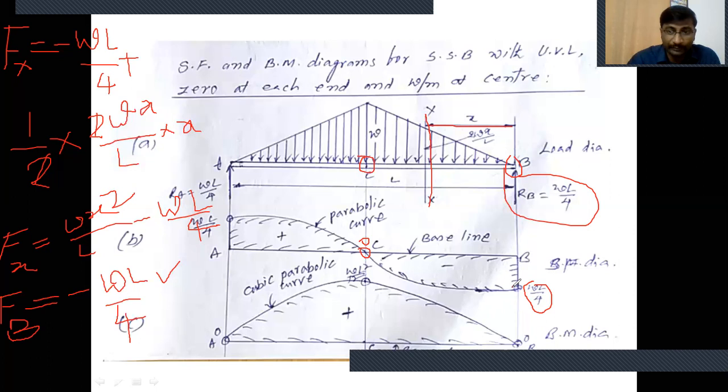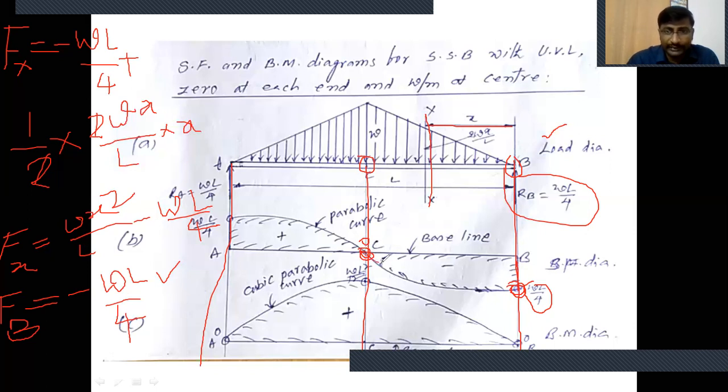So we have the 0 value at point C and, at B, WL by 4 on the negative side of the baseline. First of all, draw the vertical lines from B, C, and A. Like this, you have to draw vertical lines from the load diagram, which is the upper diagram, at the different salient points. The shear force at point B is WL by 4, which is negative, so below the baseline mark WL by 4. And locate the 0 value at C on the baseline itself.